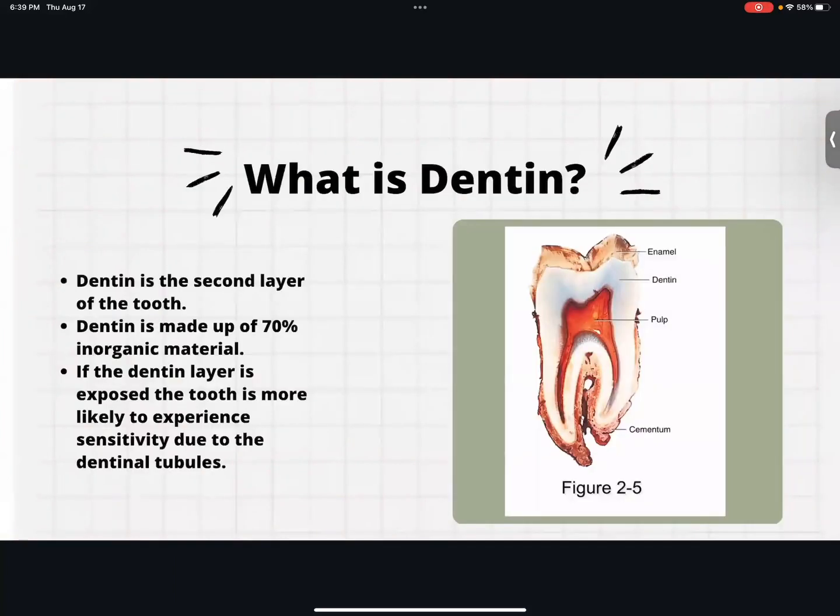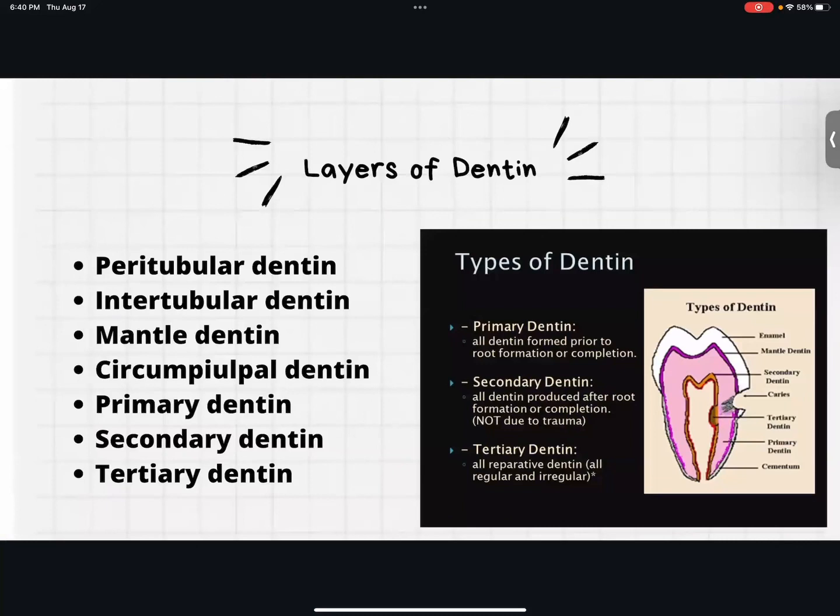Dentin is the second layer of the tooth, and it is made up of 70% inorganic material. This is the layer that was discussed previously that can cause sensitivity and decay of the tooth, which could grow into the pulp chamber. There are a few layers that make up the dentin: peritubular, intertubular, mantle, circumpulpal, primary, secondary, and tertiary dentin.